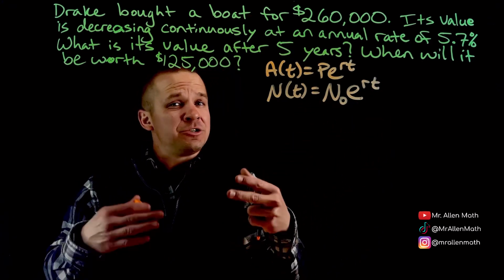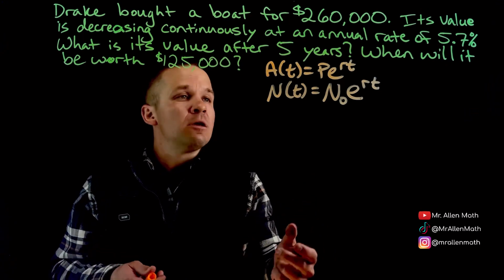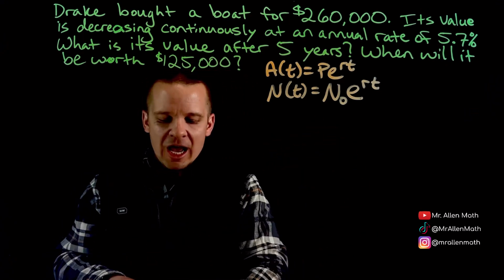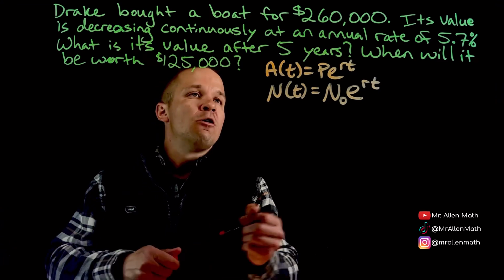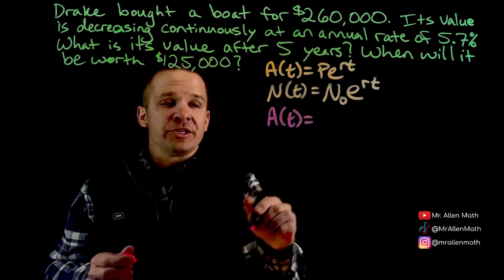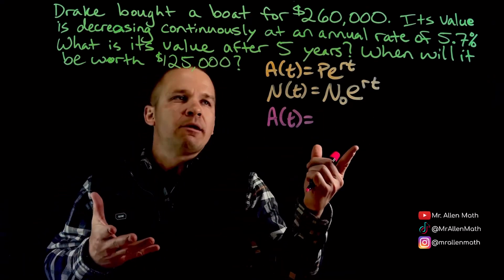P or N naught, that's your initial value. E is just e, right? R is your rate and t is your time. So let's go ahead and write up a beautiful, wonderful, fantastic formula for this one. So I'm going to use A of t, all right? The amount of money that it's worth after a certain amount of time. I like that. It's lovely.